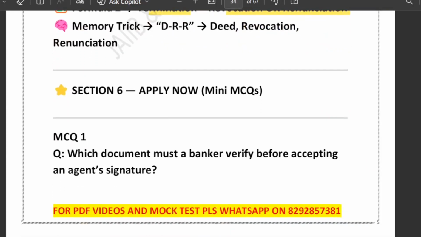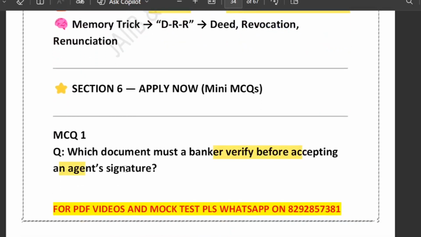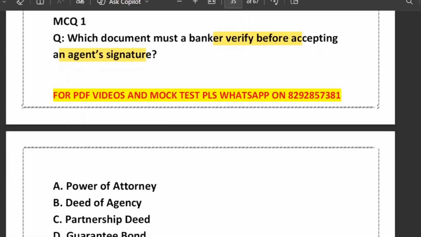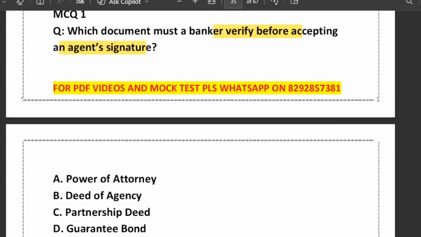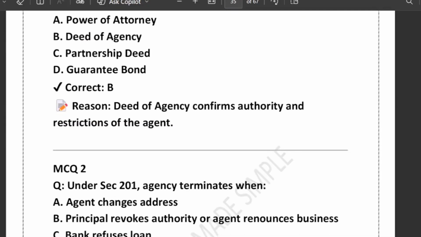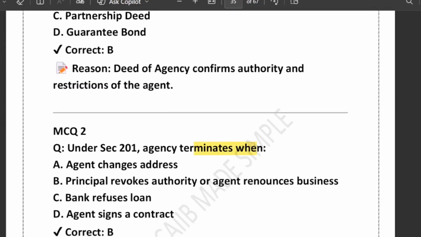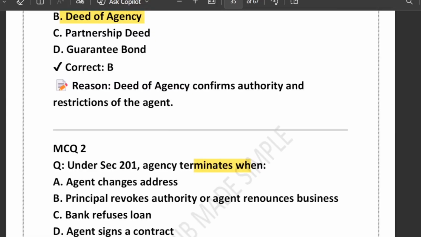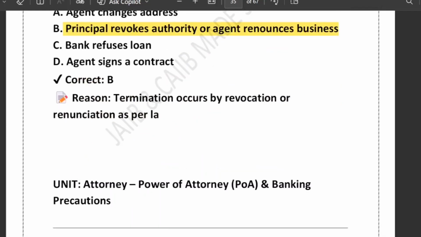So the question is, which document must a banker verify before accepting an agent's signature? Power of attorney, deed of agency, partnership deed, guarantee bond. The correct answer is deed of agency. Under section 201, agency terminates when the principal revokes authority or the agent renounces business. Exactly, this is the condition for agency termination.